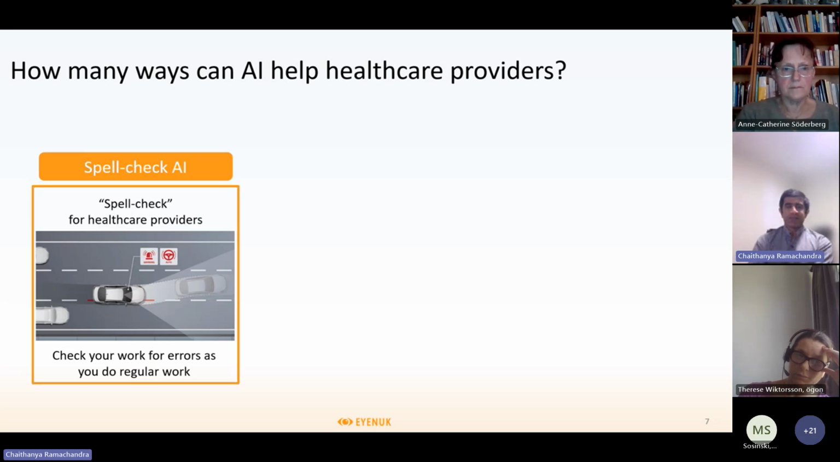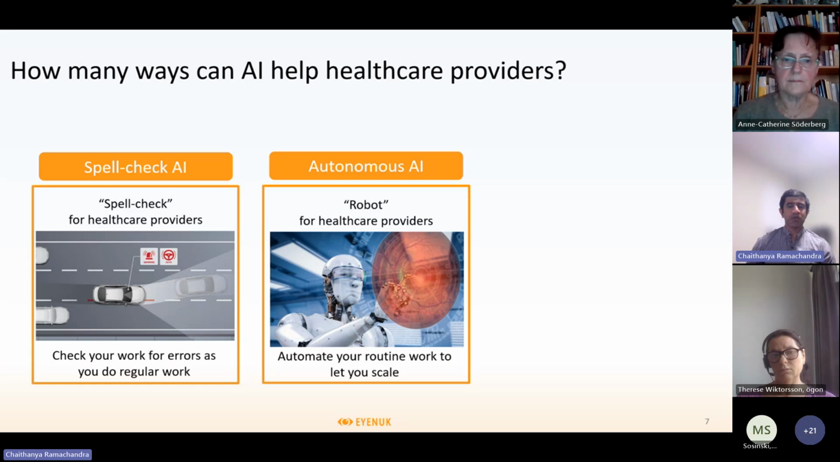There is spell check AI, which is assistive AI, which works like your lane assist in your vehicle, right? So it checks your work for errors. And if there's a spelling error, if there is an annotation error, then it says, hey, it's wrong. Maybe take a second look. There can be autonomous AI where your routine work can simply be automated.